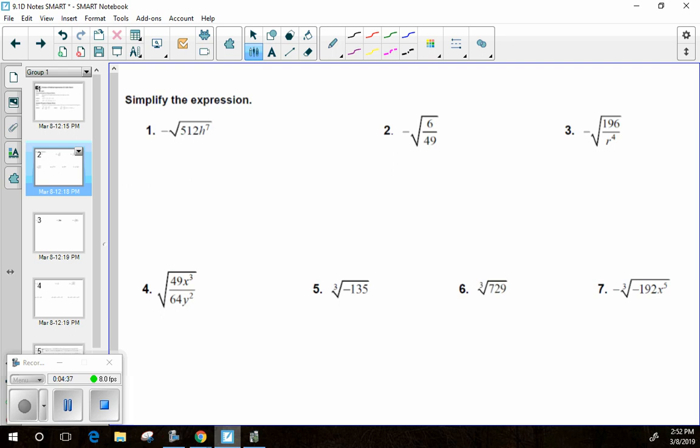So let's do a couple of examples of square roots, and if we're good, then we'll do a couple of cube roots. Let's start with number 1, just because the numbers get a little more complex here. We have negative square root of 512 h to the 7th power.